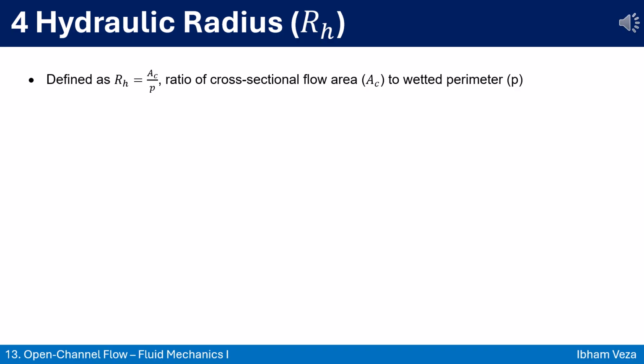Hydraulic radius connects geometry to flow behavior. It's not just a formula, it's the foundation of empirical equations like Manning's and Chezy's. So whenever you see RH, think of it as the bridge between the physical channel and the equations we use to predict flow. It condenses the messy reality of shape and friction into a single, powerful parameter.